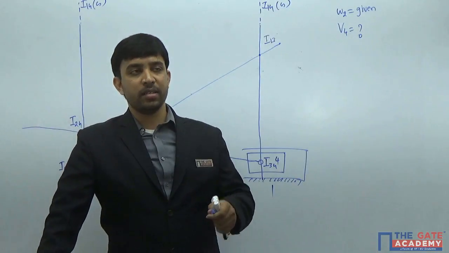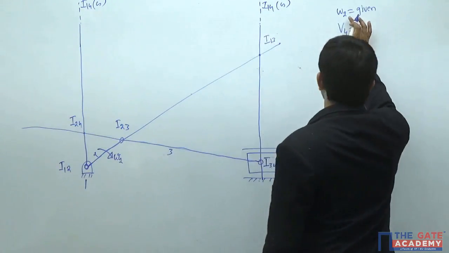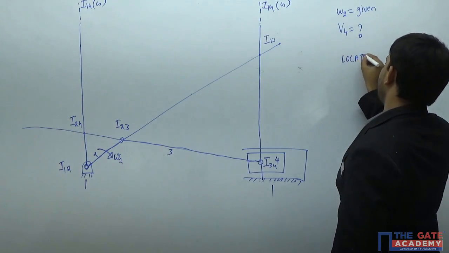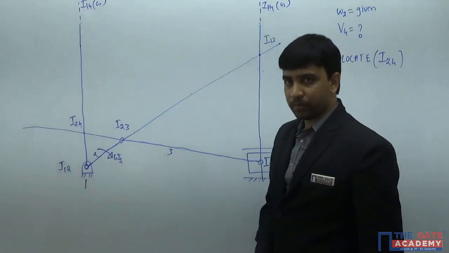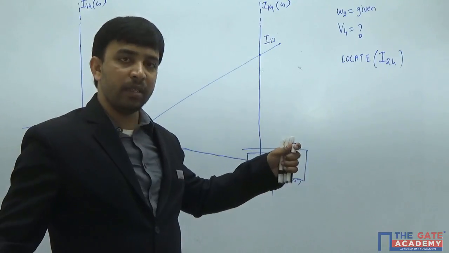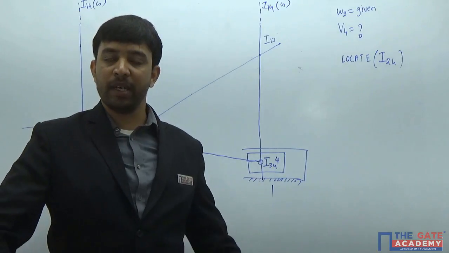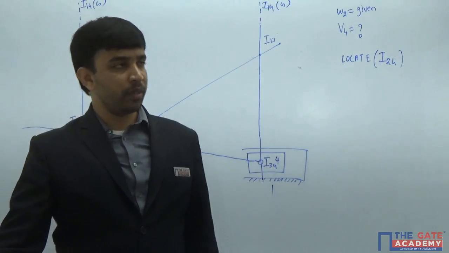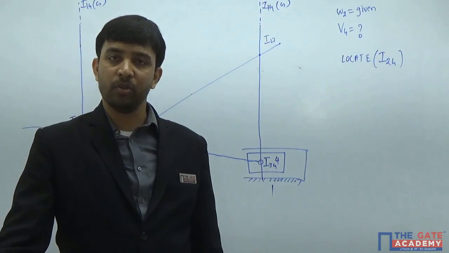Whether this instant center is a part of the first link or a part of the second link, the velocity is the same. The velocity of one link is known to you and you are required to find the velocity of another link, so you locate the common instantaneous center. The common instantaneous center for links 2 and 4 is I24. This I24 may lie on link number 2 or on link number 4. If I assume it lies on link 2, it may have some velocity, and if I assume it lies on link 4, it may have some velocity. But I24 is a single point, so whether it lies on link 2 or link 4, it would have the same velocity, because a single point cannot have two different velocities.